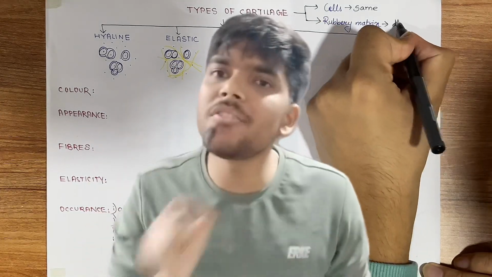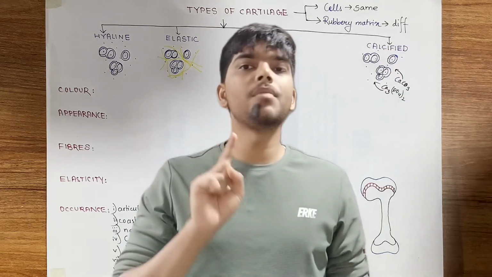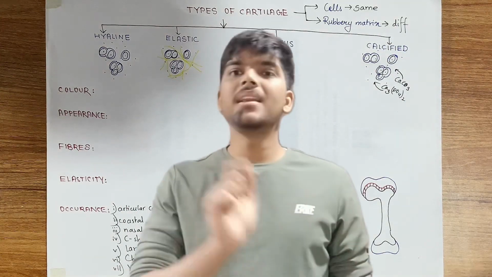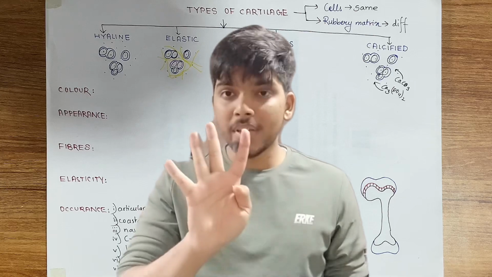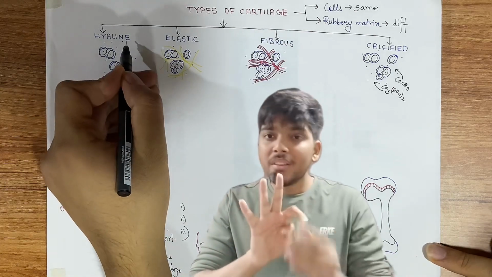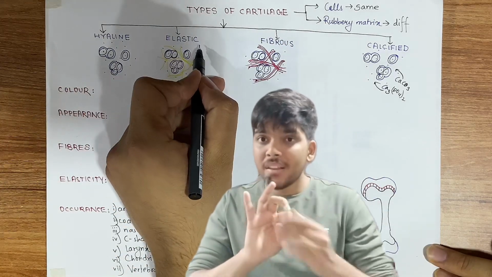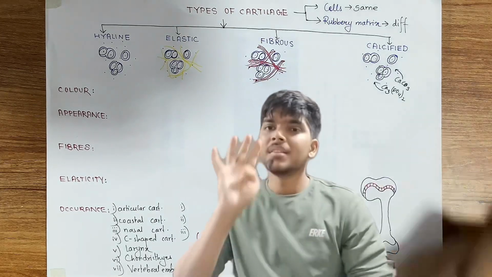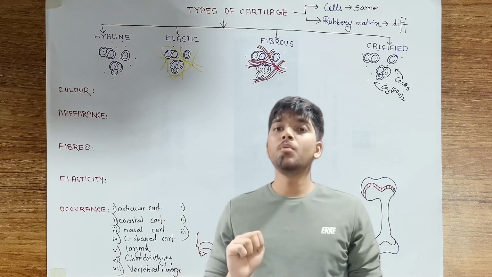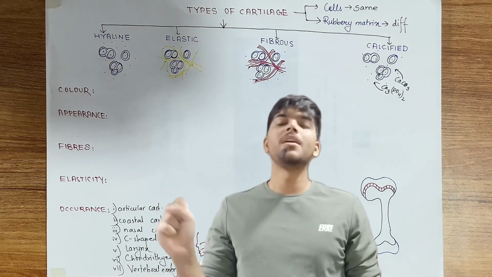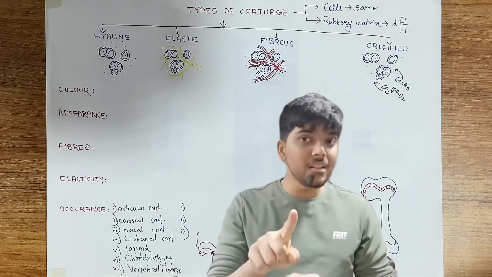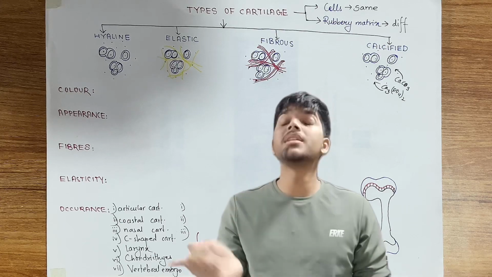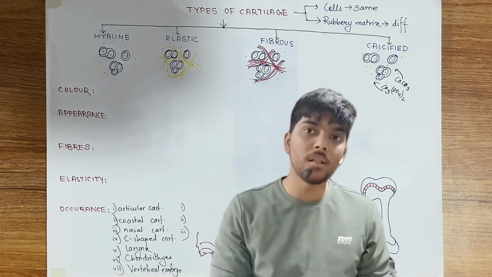The difference lies in the matrix. So on the basis of composition of matrix, cartilage is divided into four types. There's your hyaline cartilage, there's your elastic cartilage, there's your fibrous cartilage, and then there's your calcified cartilage. These are the four types of cartilage in which the matrix is different from one another. But the cells are same, and the arrangement of these cells is the same as well.